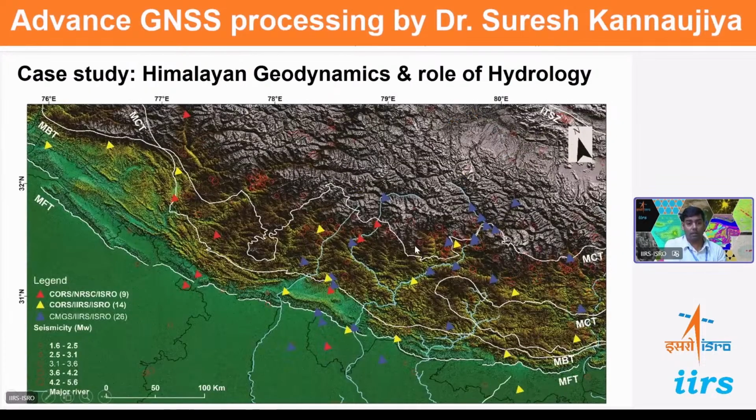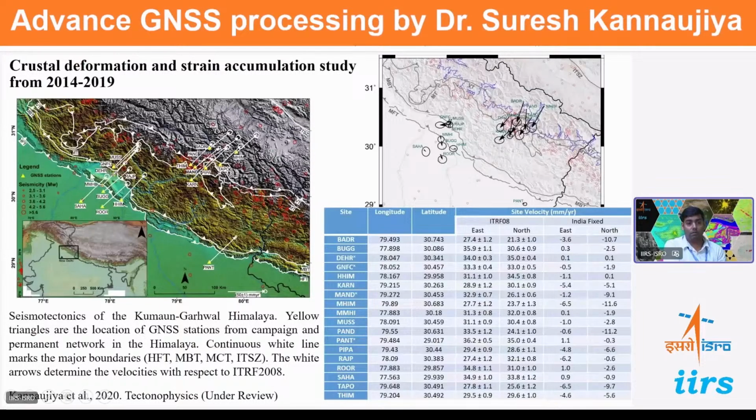So this is our study, and ISRO has set up around 30 to 35 stations. Three or more centers are mainly working on this GPS: SAC, NRSC, IIRS. IIRS has set up 14 GNSS stations, NRSC has set up 7 to 8 stations, and SAC also set up stations mainly in the Northeast region. Okay, so this is for the crustal deformation study.